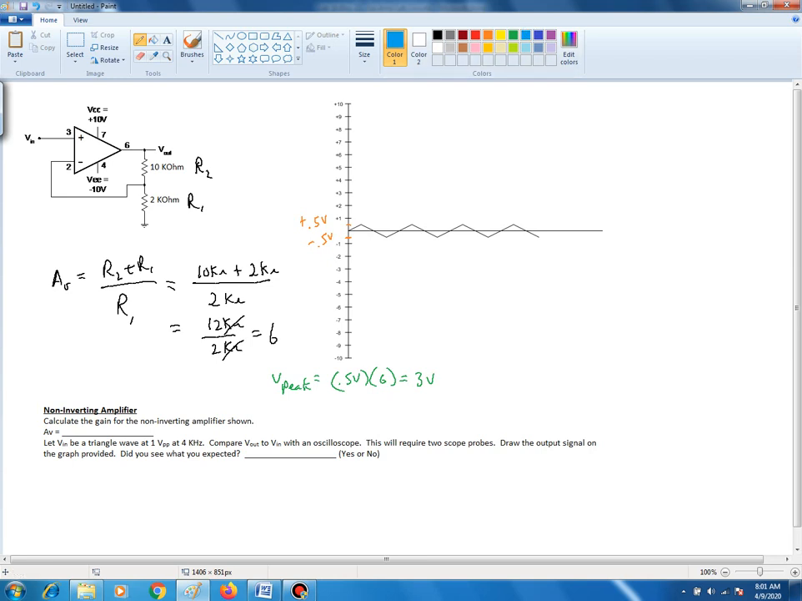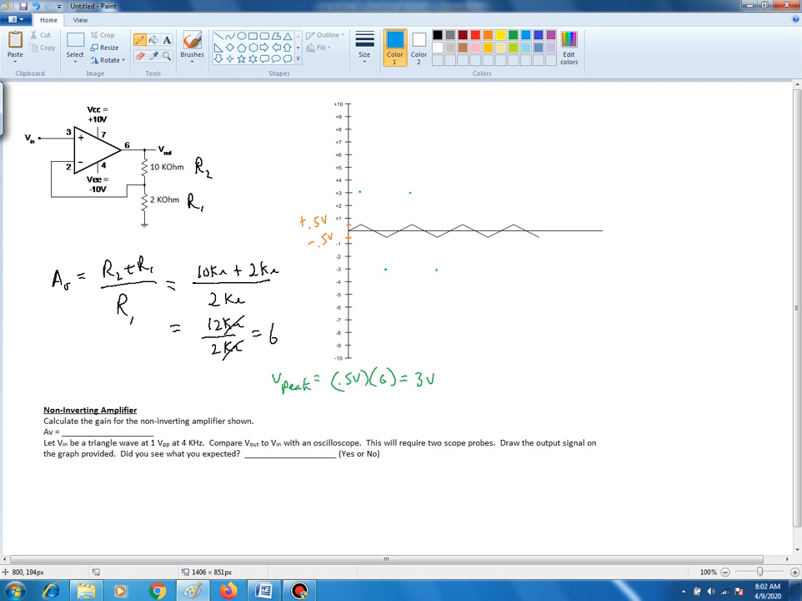I will place dots where the peaks will be. On the positive side, where the triangle peaks, it's going to peak right about right there. On the negative side, we're going to have a peak right about right here. And on the positive side again, we'll peak right about right here. Negative side, right about there.